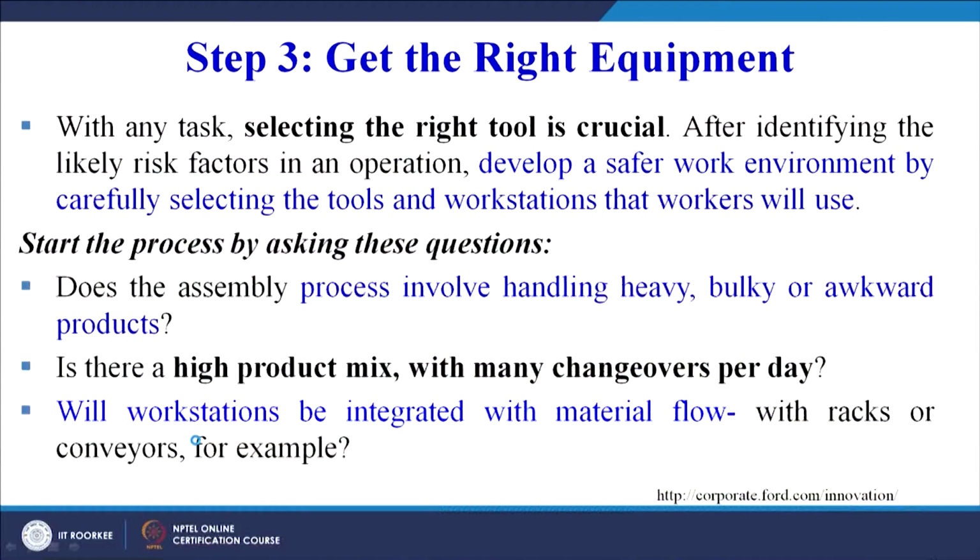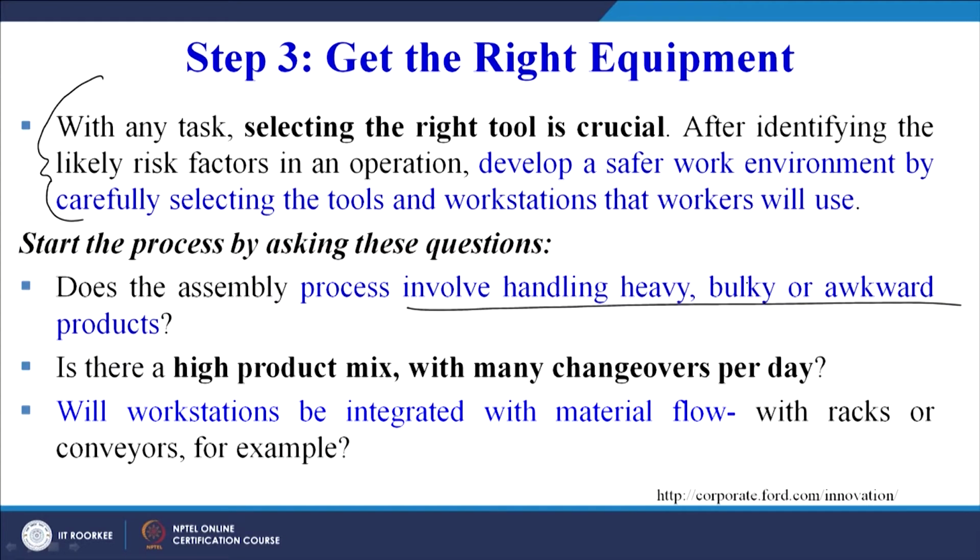So start the process by asking these questions. This is related to selection of equipment, carefully selecting the tools and workstations that the workers are going to use. Does the assembly process involve heavy, bulky or awkward products? Now this is specifically related to assembly. When you are selecting the equipment to be used by your workers who are performing the assembly operations, the first question that we must ask is whether the process involves handling heavy, bulky or awkward products. So that is question number 1.